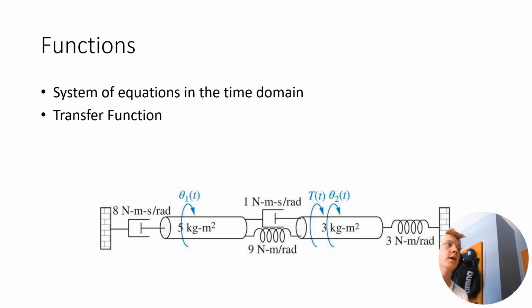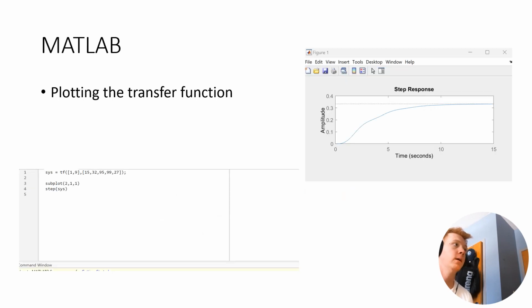First, we had to find the system of equations in the time domain. Once we had that, we were able to put it into the frequency domain and get our transfer function, which I will explain later. So, after we got our frequency domain function, we needed to put it into MATLAB. This was just the normal MATLAB, and then I proceeded to plot it. As you can see, I put the transfer function in, and then I plotted it.